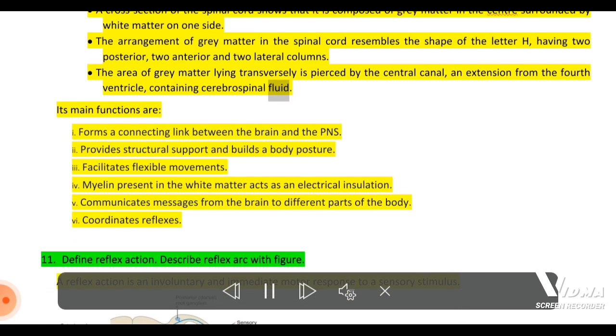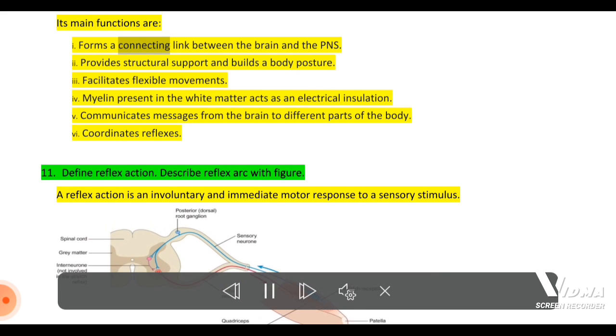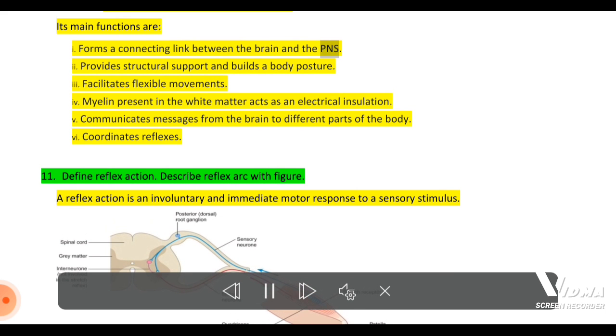Its main functions are: forms a connecting link between the brain and the PNS, provides structural support and builds a body posture, facilitates flexible movements. Myelin present in the white matter acts as an electrical insulation. Communicates messages from the brain to different parts of the body. Coordinates reflexes.